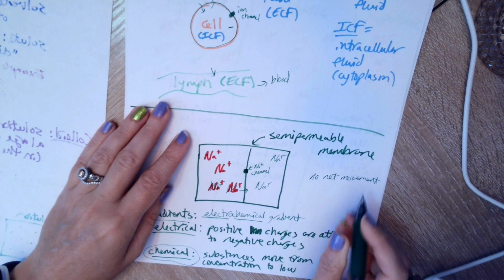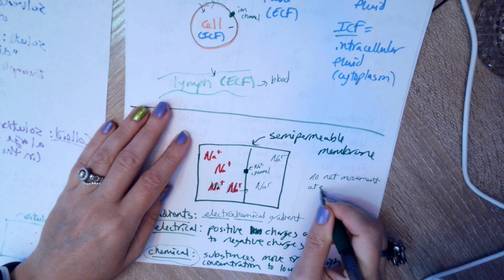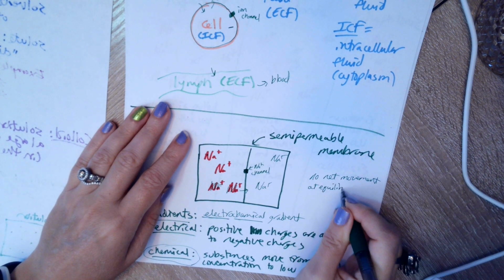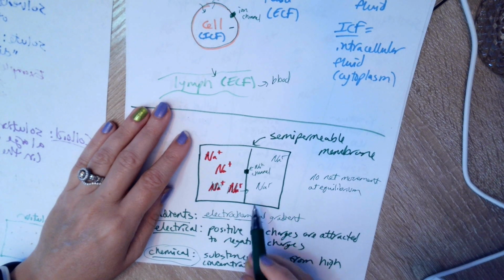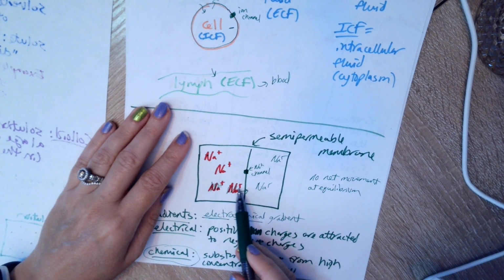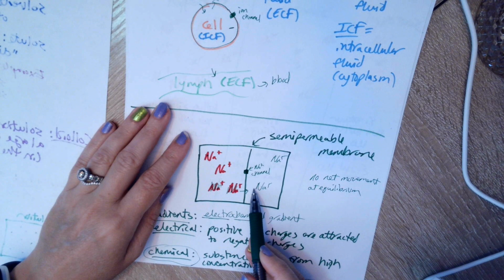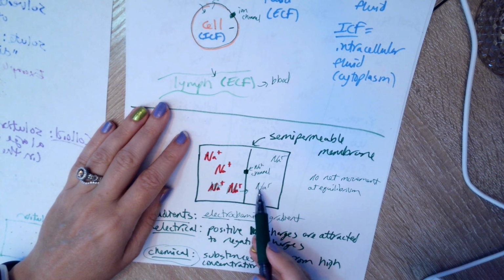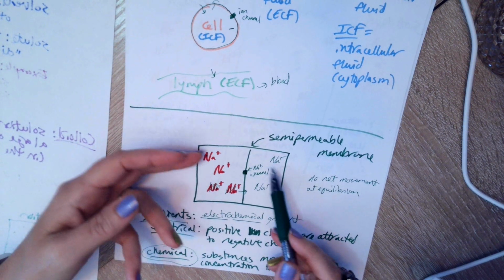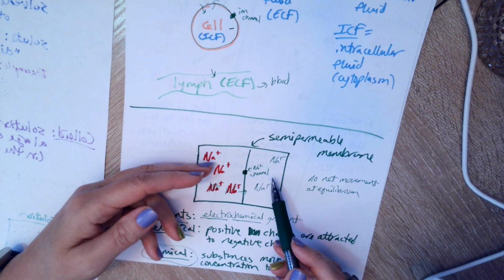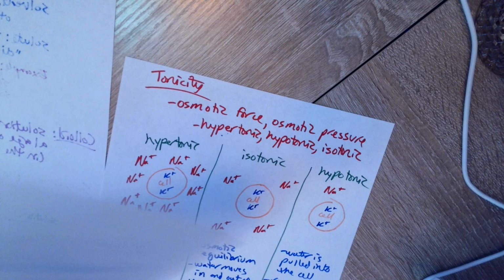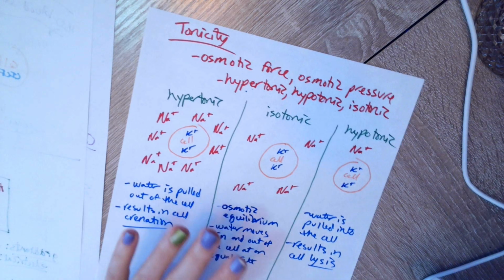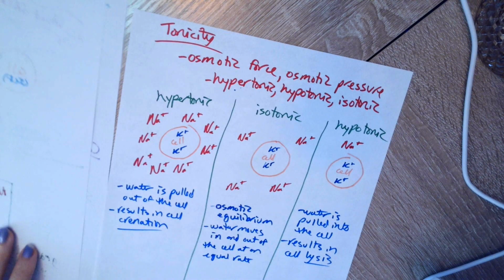So we'll say no net movement at equilibrium, which means that if this sodium comes back over, then it'll either go right back in or one will go in to replace it. So they'll be moving back and forth at an equal rate, and we'll end up with, on average, 2 on each side. So how do we apply this to our body and water movement?